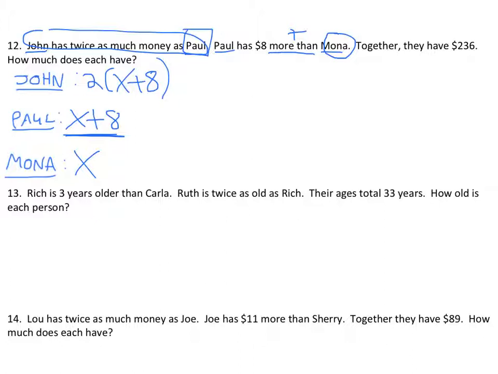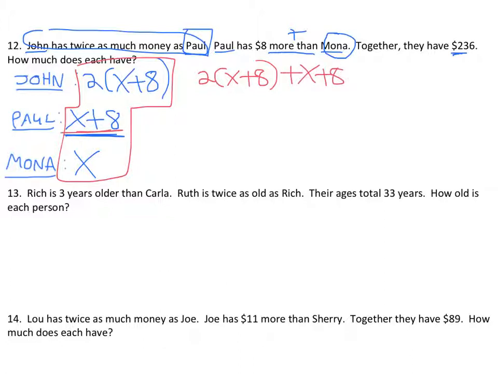Then once I have the expressions, I read the third sentence saying together they have $236. What that means is I'm going to add all the amounts of money that John, Paul, and Mona have and set it equal to 236. So I'm going to add all three of these expressions up and set it equal to 236. This equation is going to be 2 times the quantity of x plus 8, and then plus Paul's amount, which is the x plus 8, and then Mona's amount, which is just x, and then we set it equal to 236.